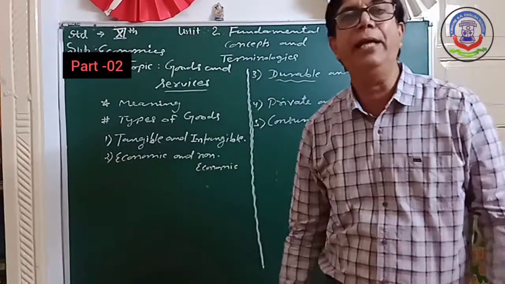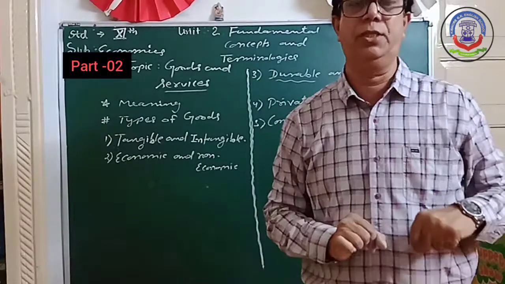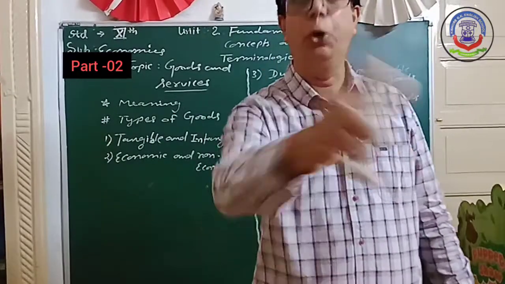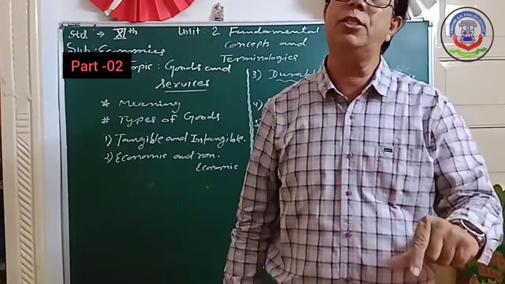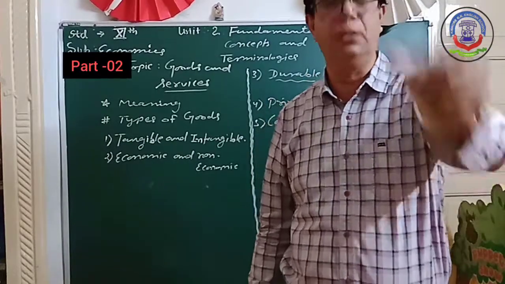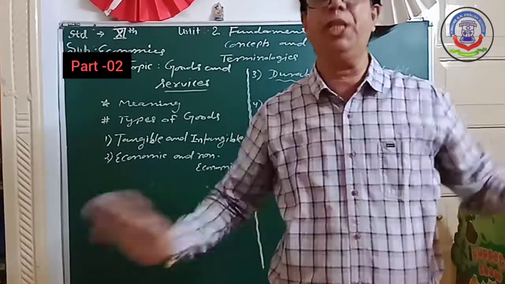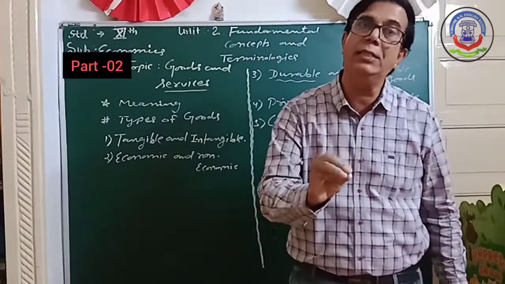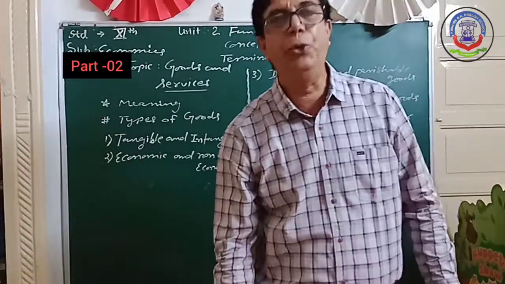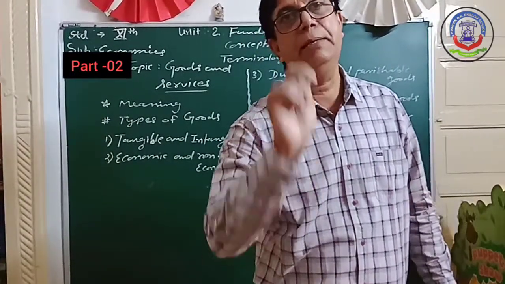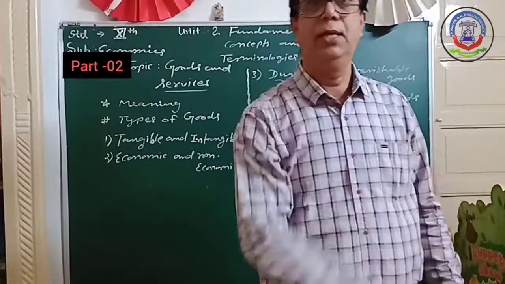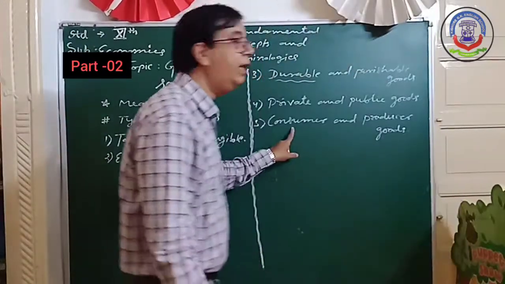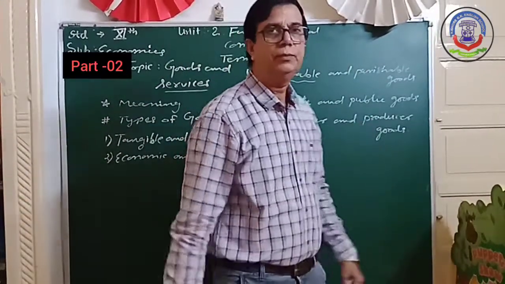So any ready-made foods or finished goods are known as consumer goods. Just like ready-made clothes. Ready-made clothes are consumer goods. We do not do any process. So the goods which satisfy human wants directly without doing any production process or any process, that type of goods are known as consumer goods. Then producer goods.